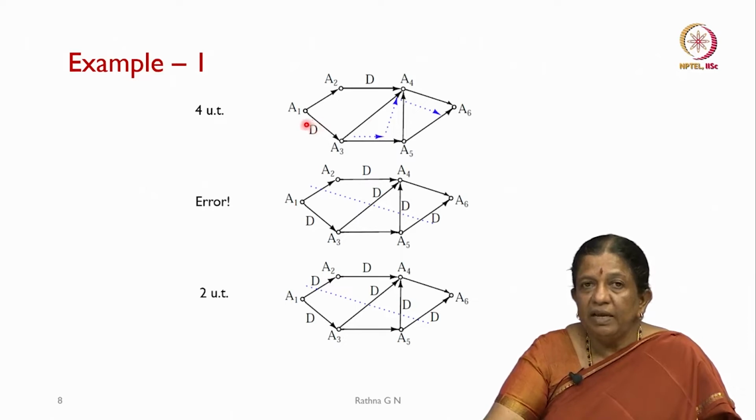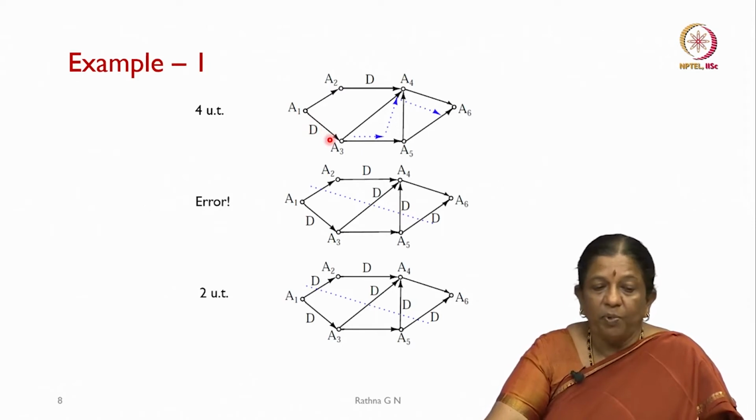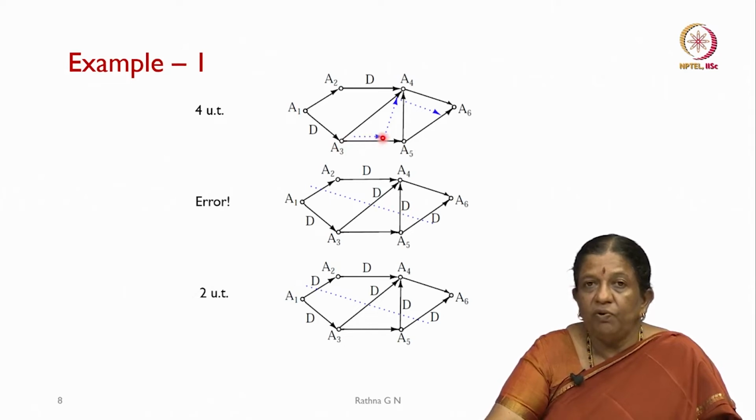Since there is a delay, we will assume that the data goes into a register so that it holds the data, and then in the next clock cycle it goes to this point. Here, from A3 the data has to flow to A5, then to A4, and then to A6. This is the longest path, which is going to take 4 clock cycles or 4 unit times to get the data from one node to the last node.